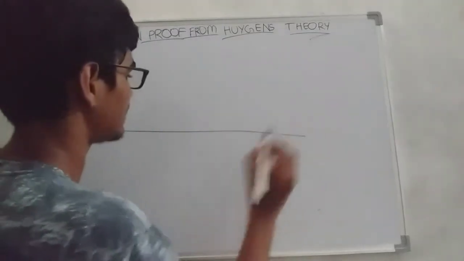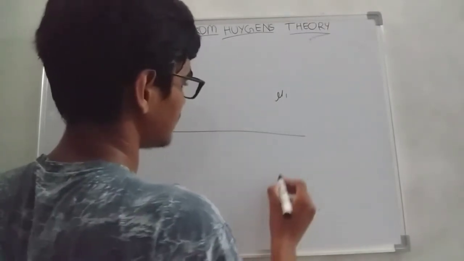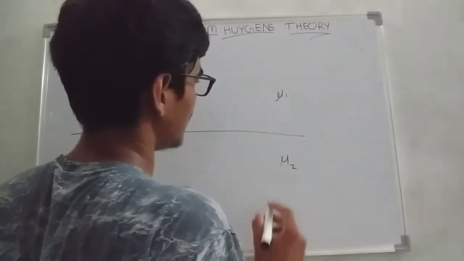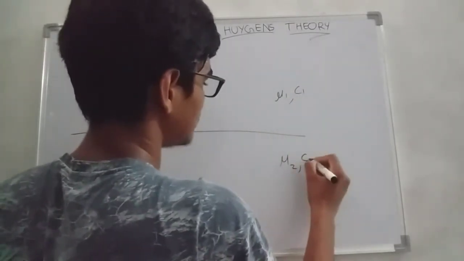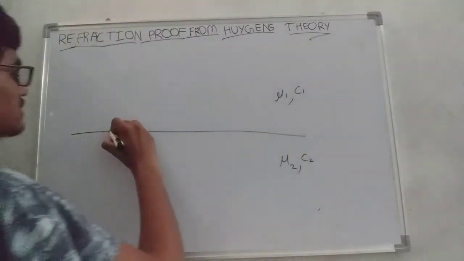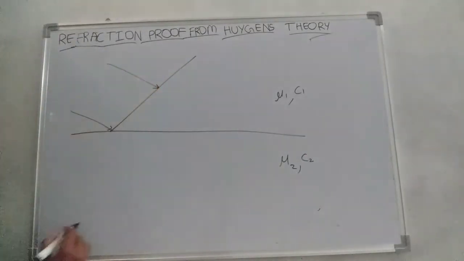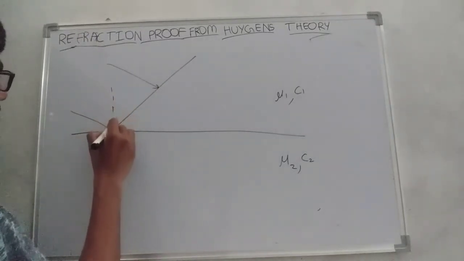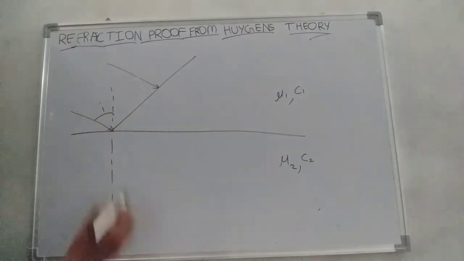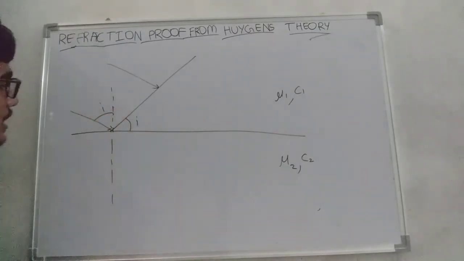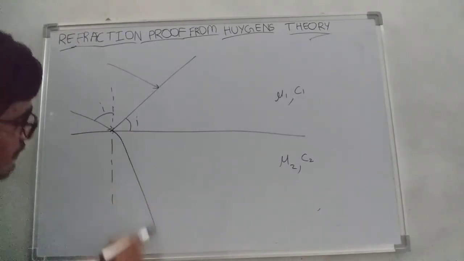Consider this as a refracting surface, and the refractive index of the first medium is nu1 and the second medium is nu2, and the velocity of rays in the first medium is c1 and in the second medium is c2. Then consider this as a wavefront consisting of two rays. Consider this as the normal. We know that this angle is I, as I previously proved, then this angle also becomes I. Now, as the ray is incident, it refracts.